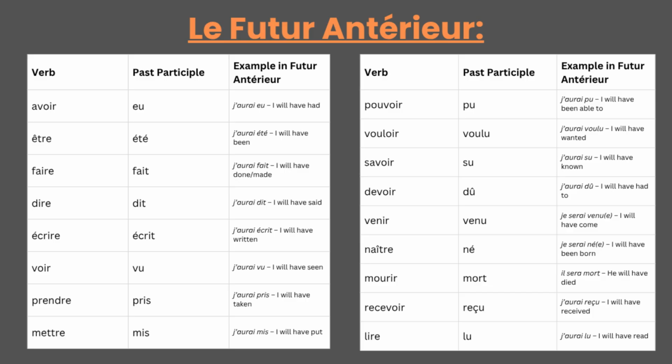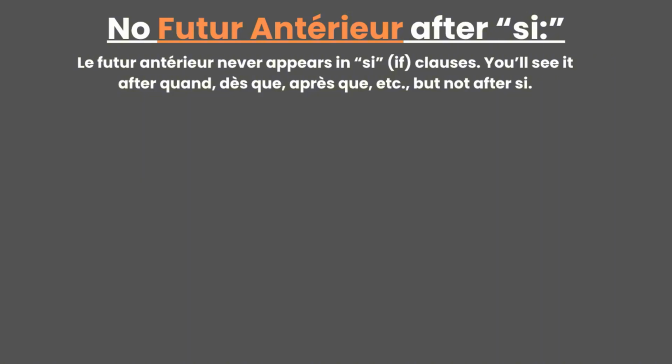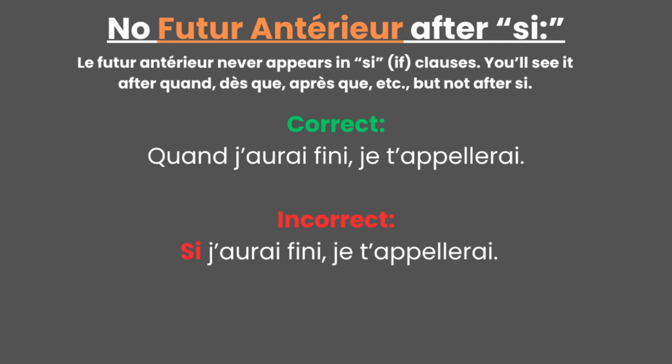The last thing to note is that it can never appear in a si clause, because logically we'll need future perfect phrases, like saying, Quand j'aurai fini, je t'appellerai. Overall, this is how the future perfect tense fully works in French.